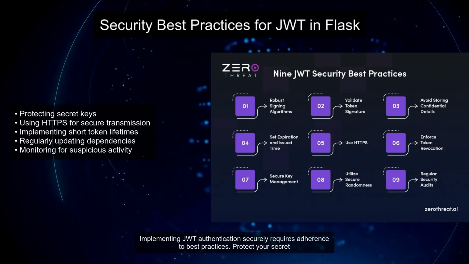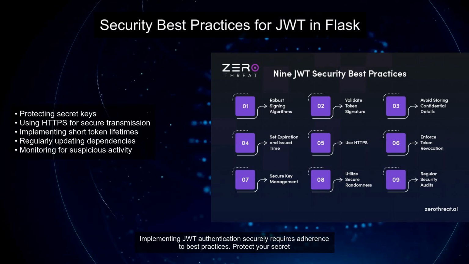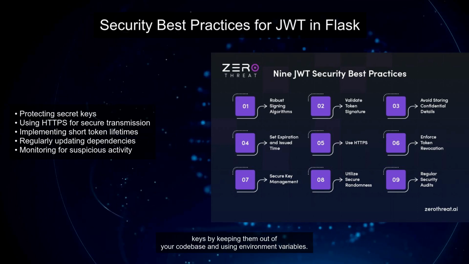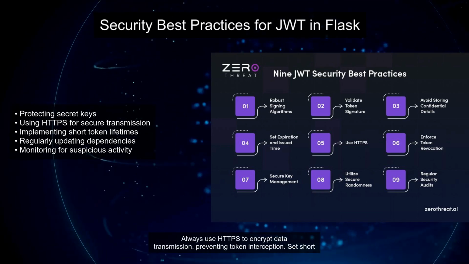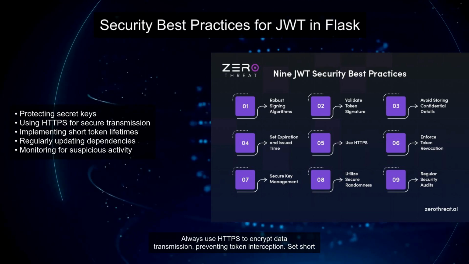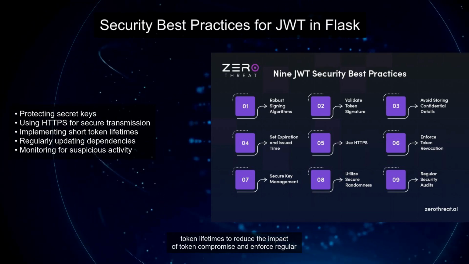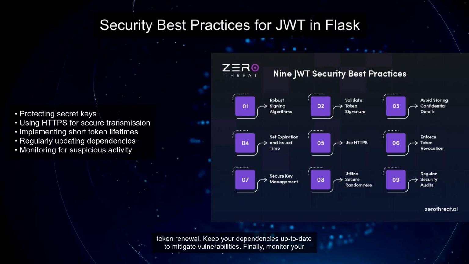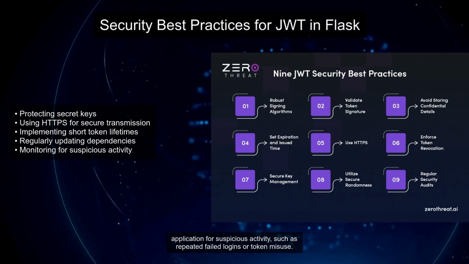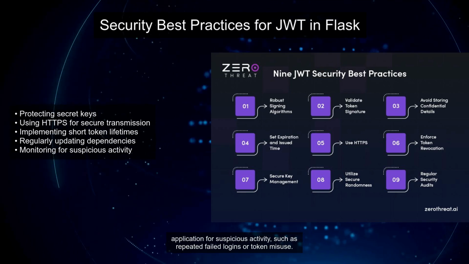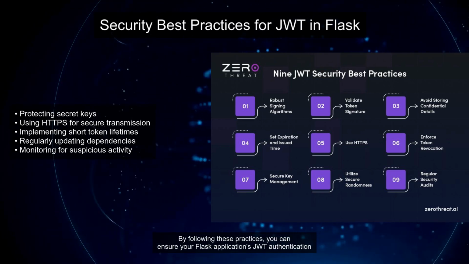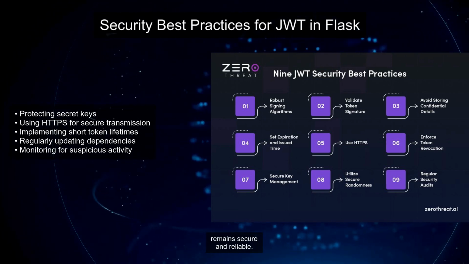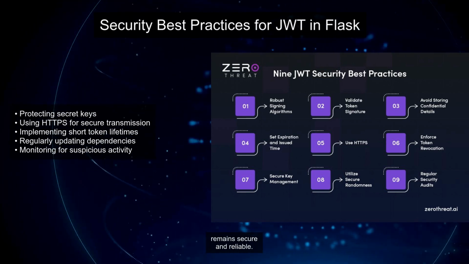Implementing JWT authentication securely requires adherence to best practices. Protect your secret keys by keeping them out of your codebase and using environment variables. Always use HTTPS to encrypt data transmission, preventing token interception. Set short token lifetimes to reduce the impact of token compromise and enforce regular token renewal. Keep your dependencies up to date to mitigate vulnerabilities. Finally, monitor your application for suspicious activity, such as repeated failed logins or token misuse. By following these practices, you can ensure your Flask application's JWT authentication remains secure and reliable.